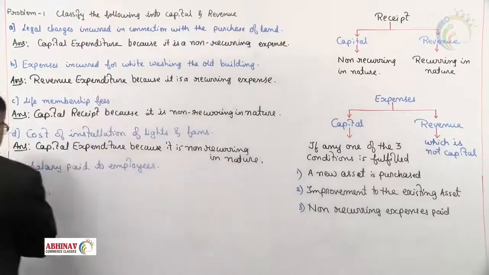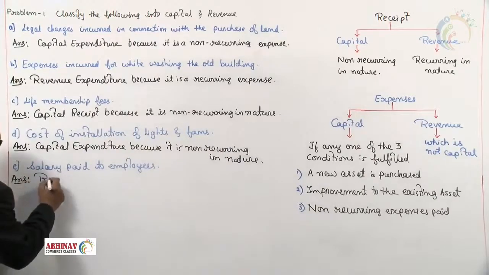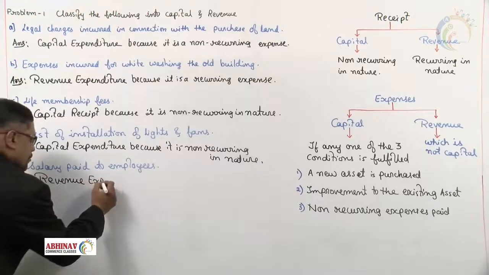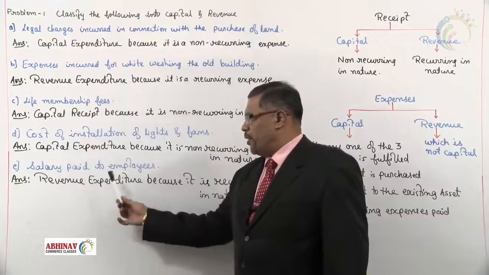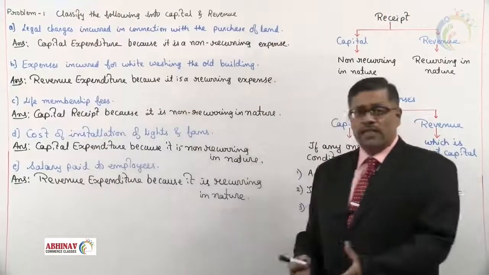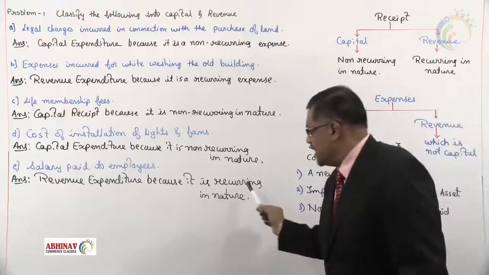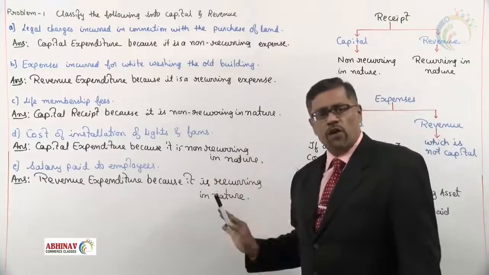Let us write down the answer. Salary paid to employees, revenue expense, because it does not fulfill any of the three conditions. It is recurring in nature. This is how the problems are to be solved.